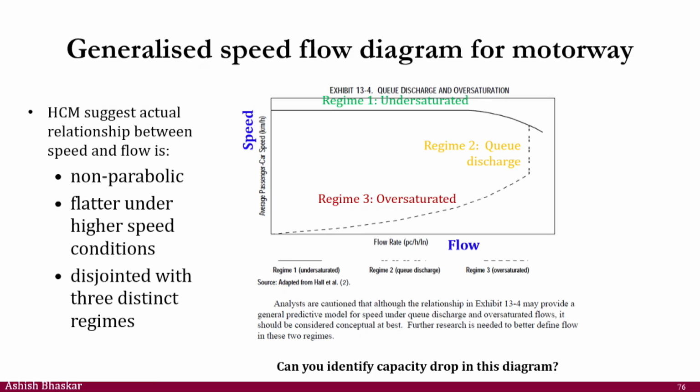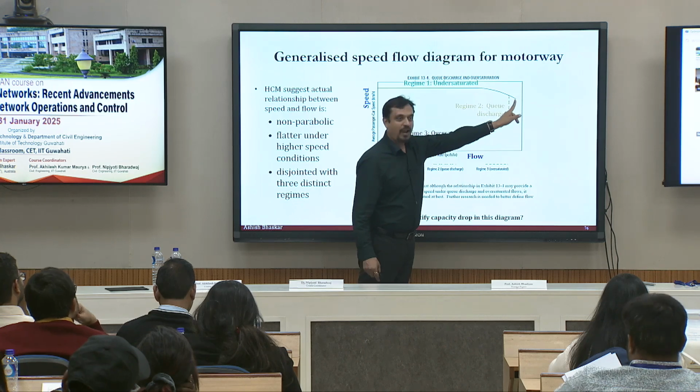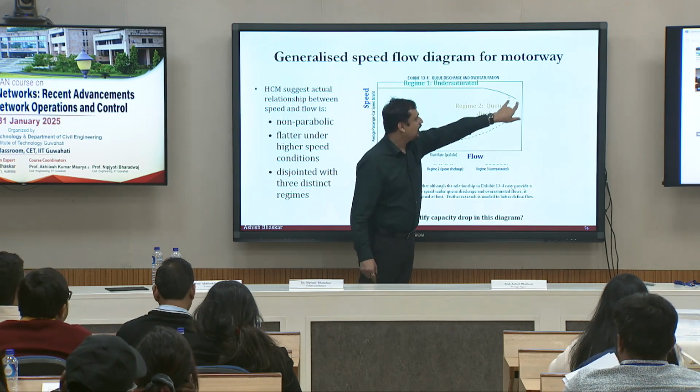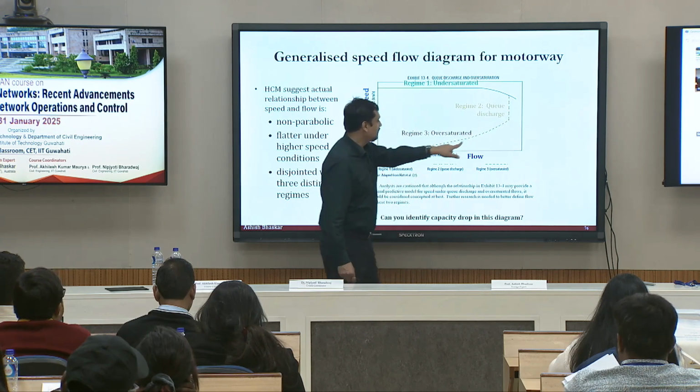Now, we talked about a generalized speed fundamental diagram. Generally, the way it is expressed is something like this. This is, by the way, from the Highway Capacity Manual. So you have a free flow speed until a certain point. After that, the speed starts decreasing until you reach capacity. Then this is your discharge flow, and that's your capacity drop. And then you have a congested region.